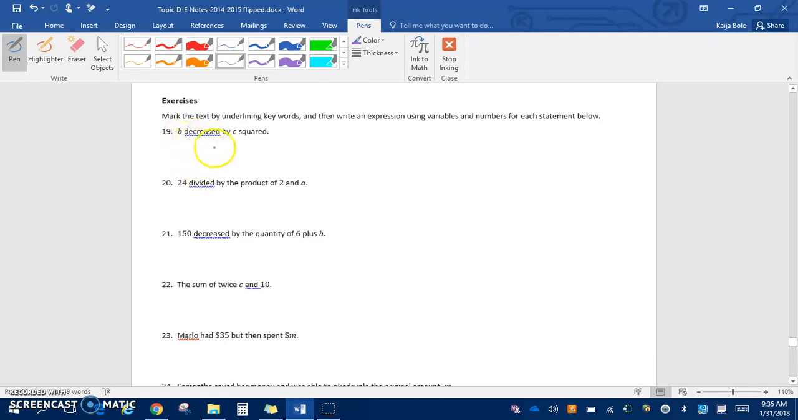19, we have B decreased by C squared. So keyword decreased by and then squared. So because it's just decreased by, we are not switching the order. So we have B minus and then C squared would be C to the 2nd power. Right, 20 here. 24 divided by the product of 2 and A. So we have divided by as a keyword, and then we have product. So we're going to take 24 divided by, so over, and the product of 2 and A means we're multiplying them, so it would be 2A.